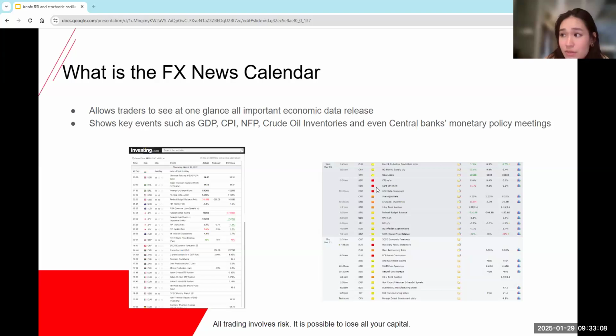So if it's a red flag or orange, that's moderate to high impact events. Yellow is the lower impact events. Of course, the red and orange to red tend to have a greater effect on the markets.